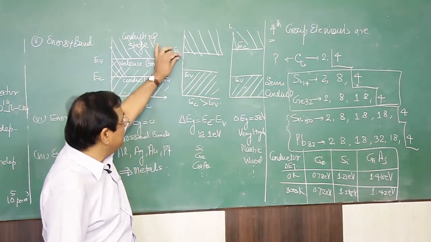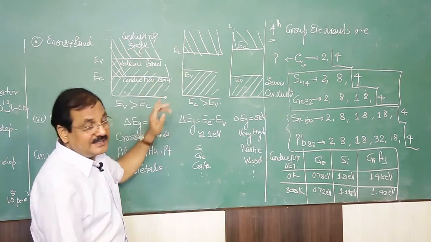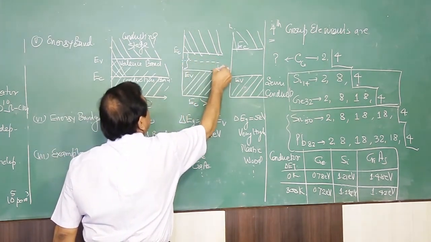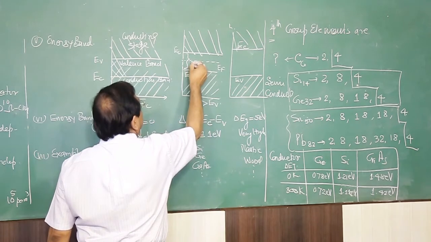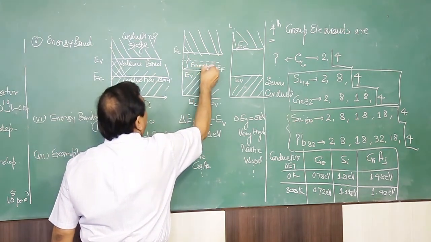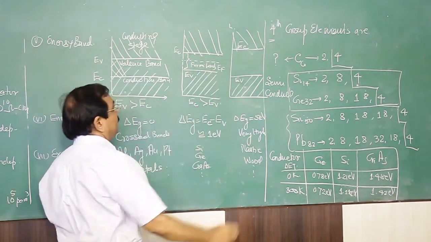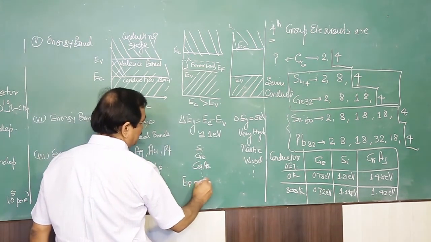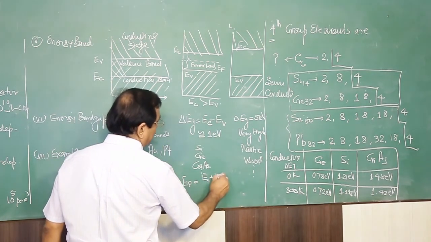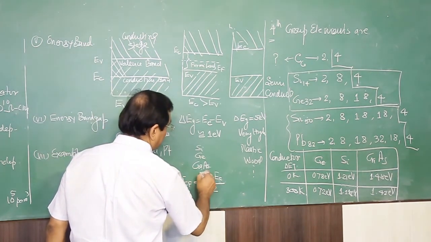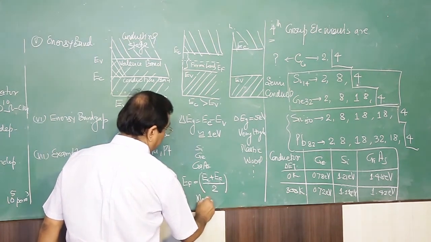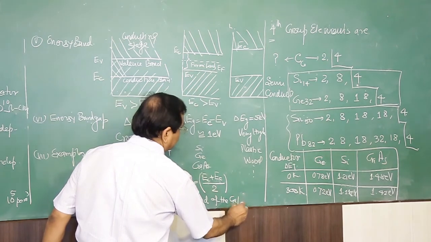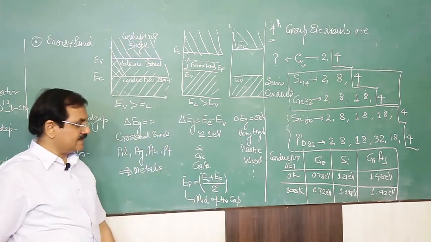Band gap is decreased means there is a decreasing of this part, and one of them is here, it is EF, and this EF is known as Fermi level. After detail points, we will discuss that EF is equal to EC plus EV divided by 2, that is the middle of the gap, that is Fermi level.